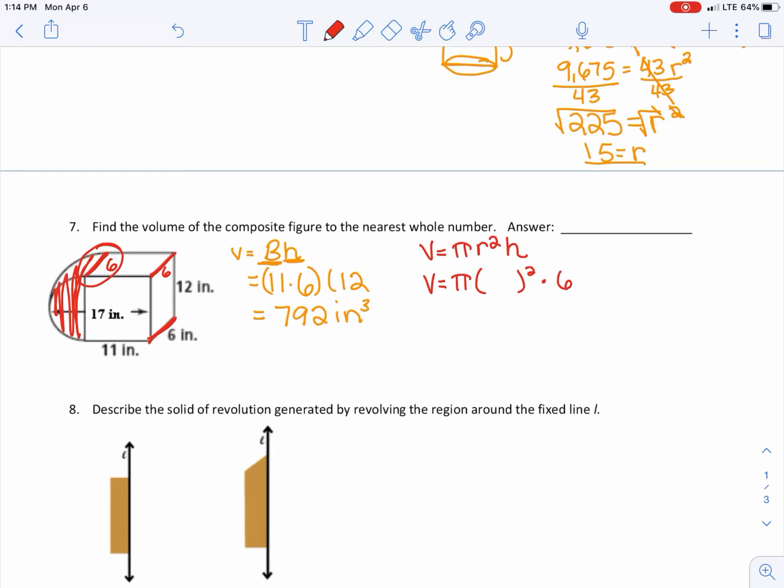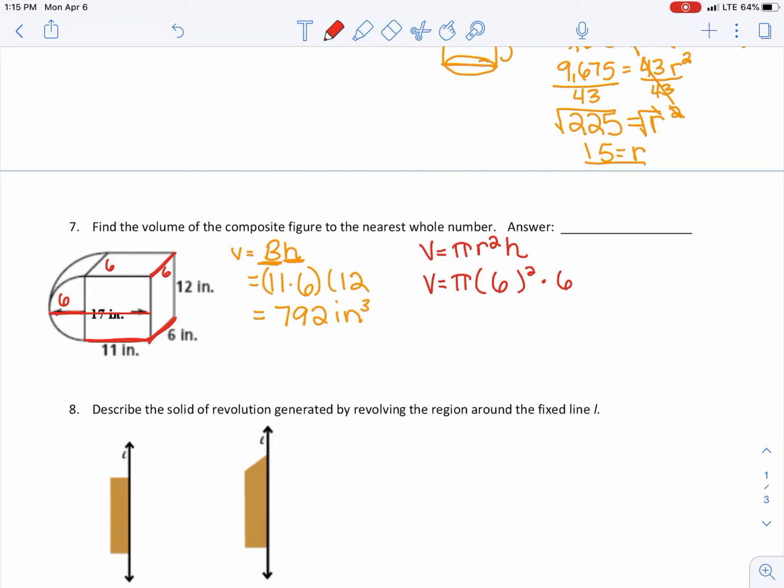And we still need to find our R, so our radius. So I'm going to erase just a little bit here so that we can kind of see what's going on. So this is 6. Now, it tells us from here all the way over here is 17. And we know that this portion is 11. So in order to find the remainder, we're going to take 17 minus 11, and that leaves us with 6 here. Okay. And since this is only half of a cylinder, that is our radius. So I'm going to go ahead and put a 6 in here as well.